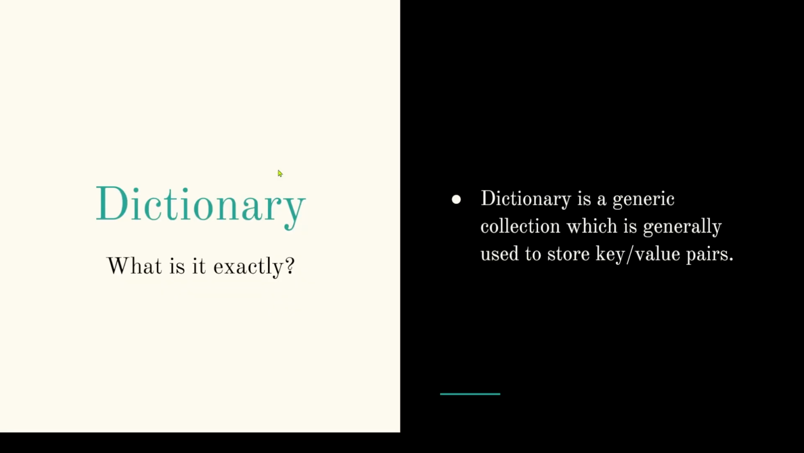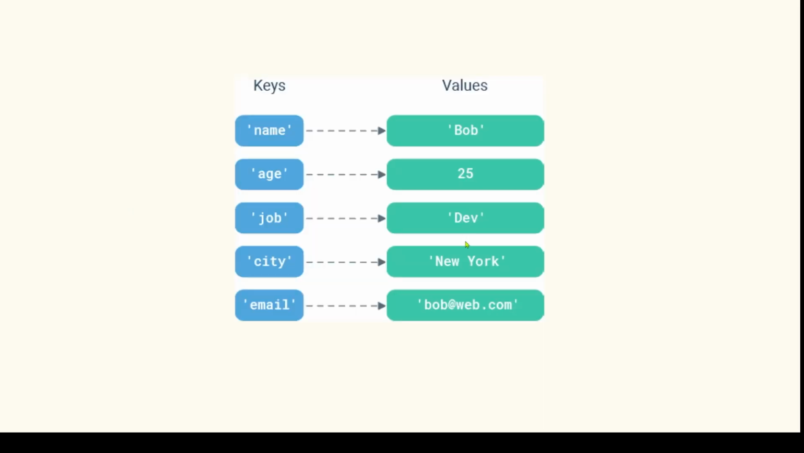So dictionary is a generic collection which is generally used to store key value pairs. What do we mean by key value pairs? Key value pairs is like when you want to store some data in this format. The data will have one key and there will be some value that will be assigned to it.